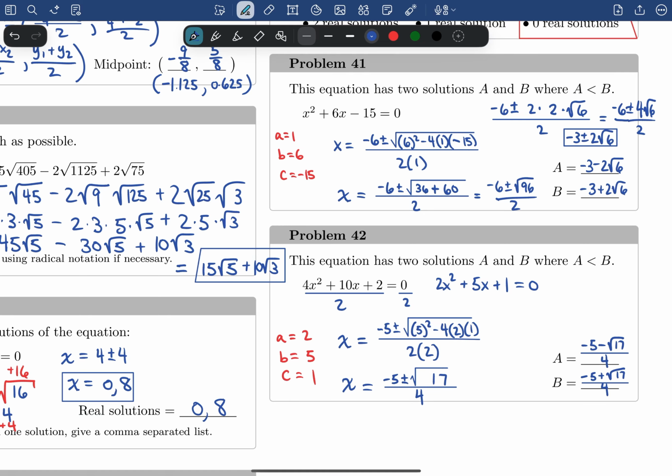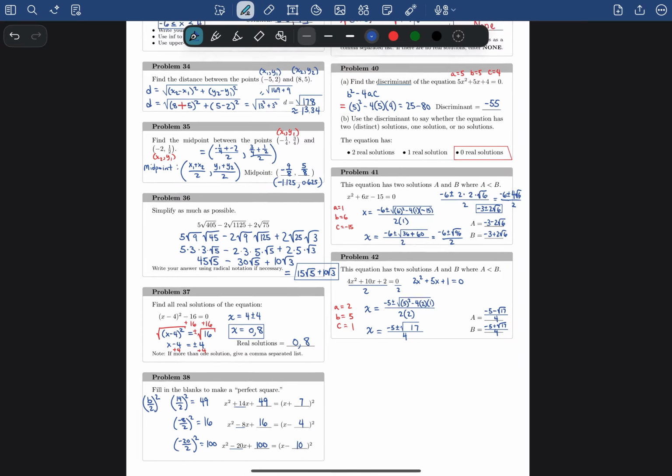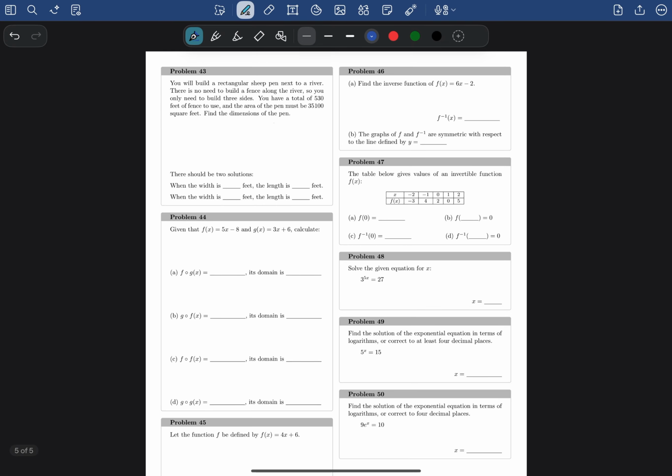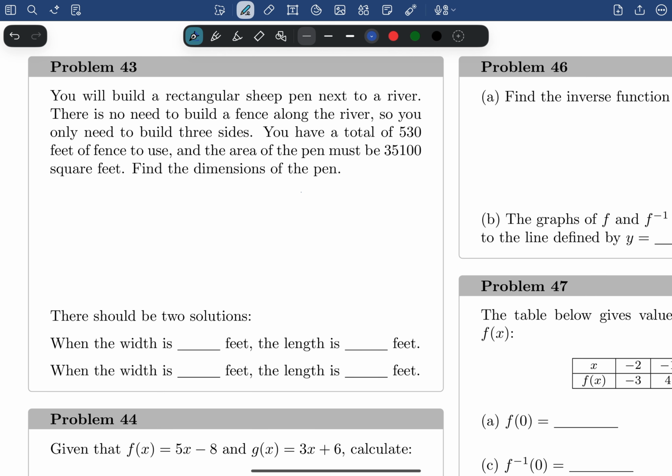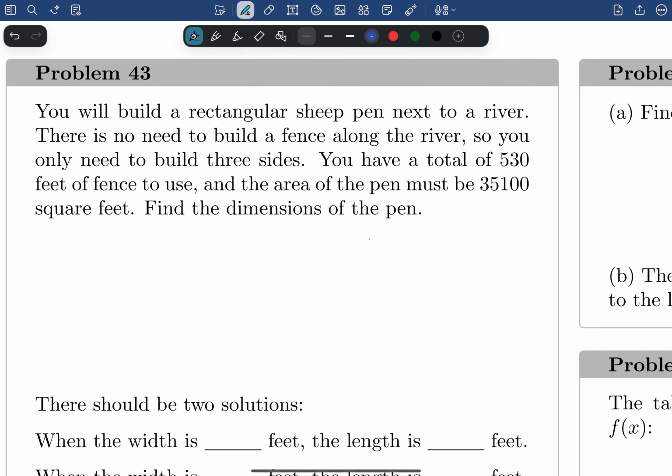All right, let's move forward into problem number 43. Oh, that brings us to our last page. That feels good. Problem number 43 here says you will build a rectangular sheep pen next to a river. There is no need to build a fence along the river, so you only need to build 3 sides. You have a total of 530 feet of fence to use, and the area of the pen must be 35,100 square feet. Find the dimensions of the pen.